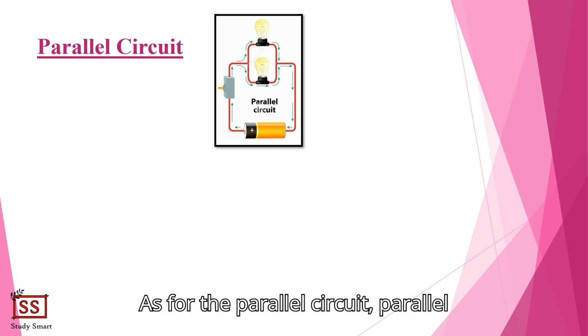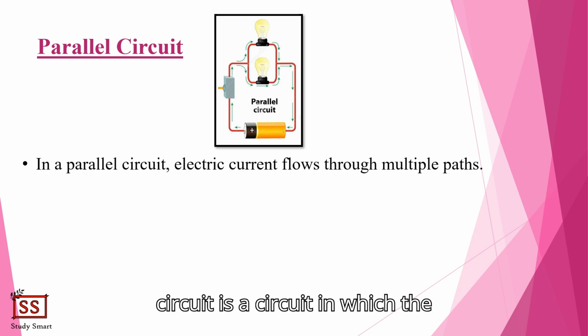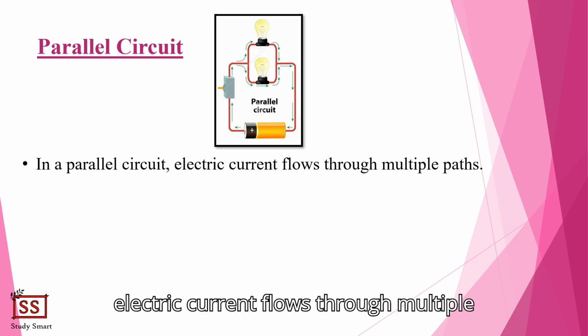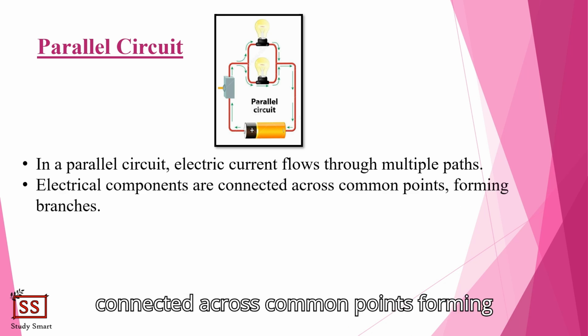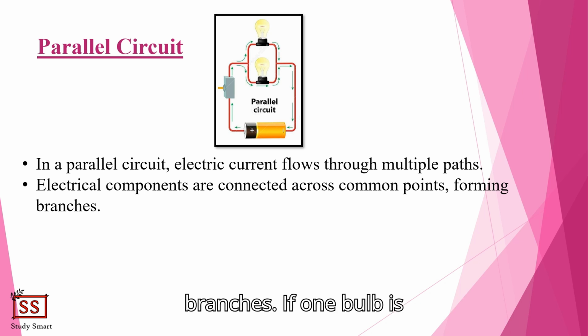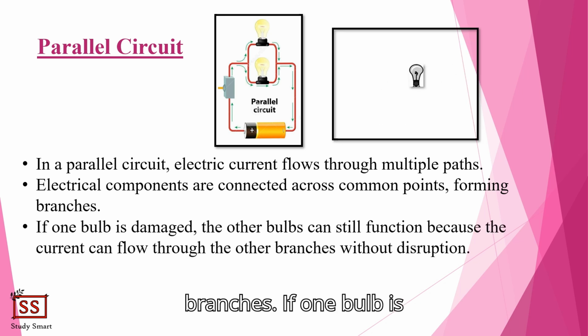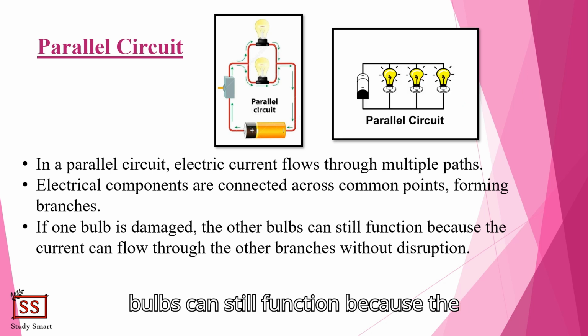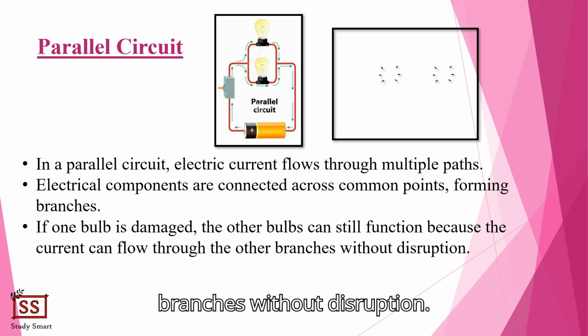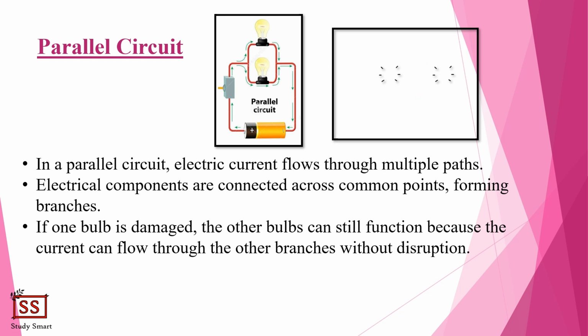As for the parallel circuit, it is a circuit in which the electric current flows through multiple paths. The electrical components are connected across common points, forming branches. If one bulb is damaged in a parallel circuit, the other bulbs can still function because the current can flow through the other branches without disruption.